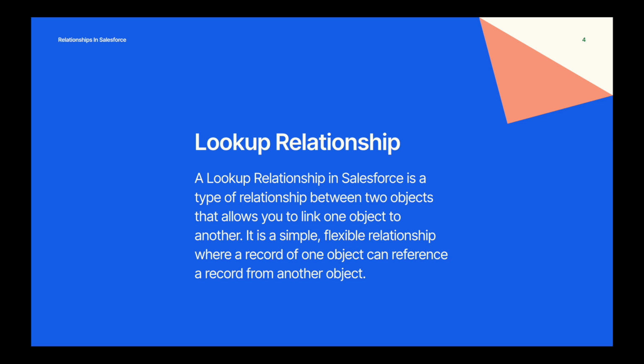Yes, but there's a catch: lookup relationship allows linking one object to another object in a very simplified and flexible manner. We can use both the objects independently, even all together. We can access all the fields all together, but even independently as well. So in lookup relationship, a record of one object can reference a record from another object.